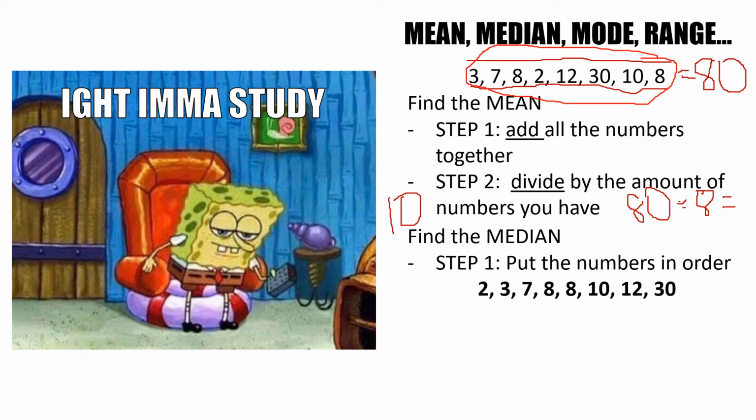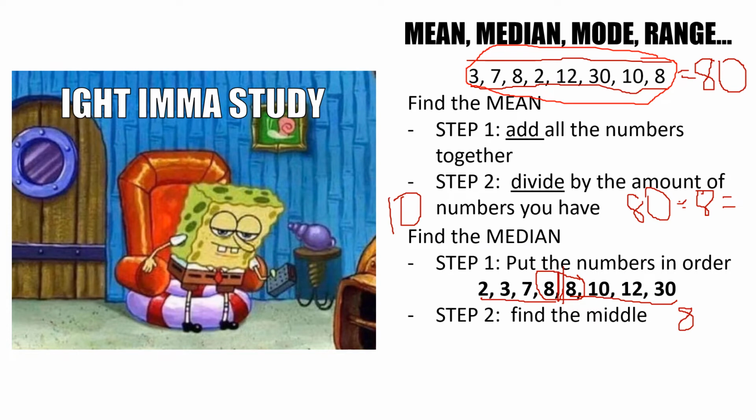Like magic, bam, there you go. 2, 3, 7, 8, 8, 10, 12, 30. The next thing that you need to do is figure out what's the middle. Now, because we have an even set of numbers, there's actually going to be 2 numbers in the middle. So we have 8 numbers. That means it's going to be 4 over here, 4 over here. My middle is right here. If these 2 numbers were not the same, I would have to add them together and divide by 2. But since they are the same, I can just say that the middle of this data is 8.